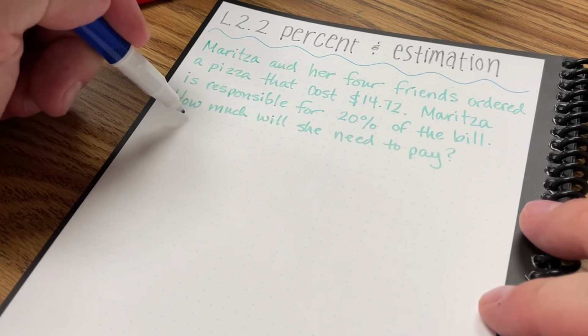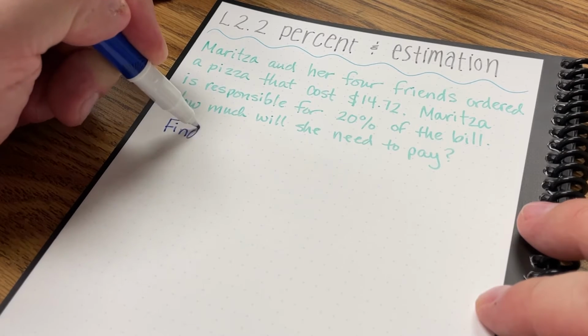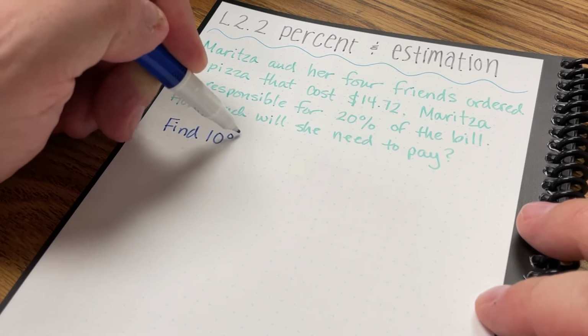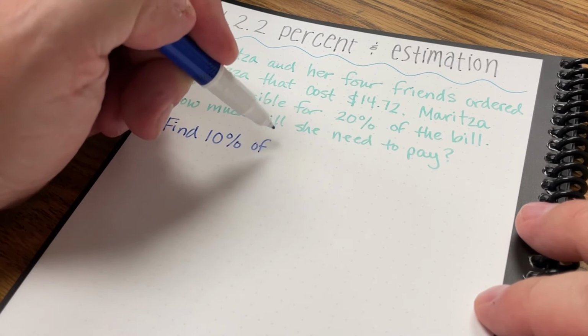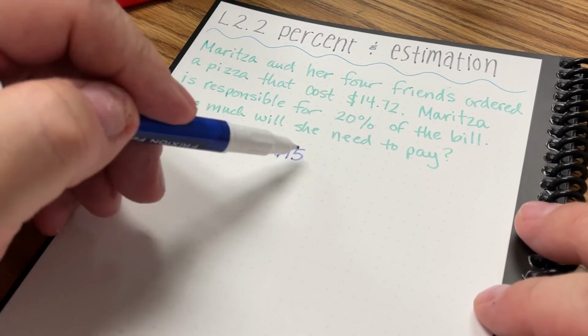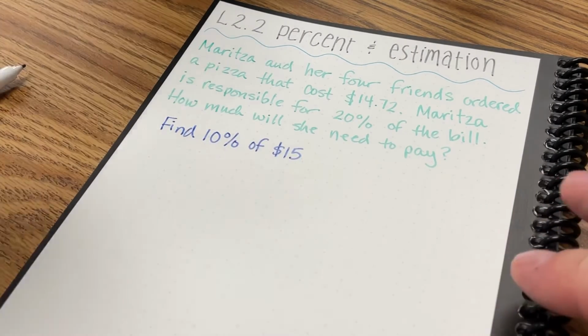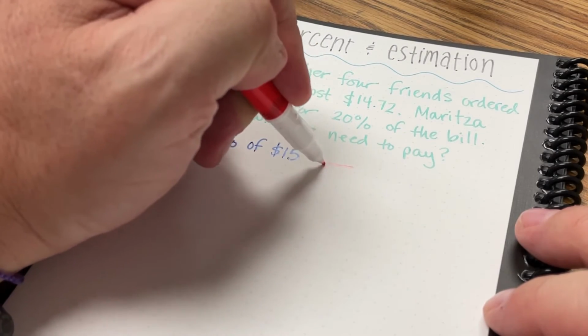So in this problem, Maritza is responsible for 20% of the bill. So what I want to do is first find 10%, not 20%, 10% of 15. And I'm choosing 15 because 15 is about $14.72.